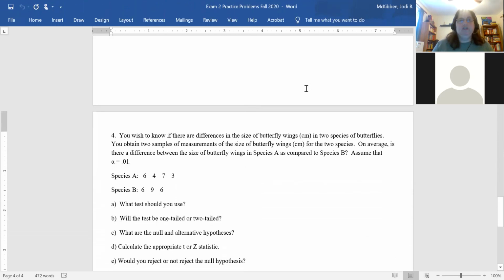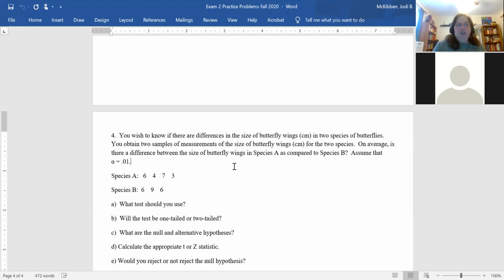Now here's our 4th question. And I guess you're probably already knowing what it's going to be, but let's go through it anyway. You wish to know if there are differences in the size of butterfly wings in 2 species of butterflies. You obtain 2 separate samples of measurements of the size of butterfly wings for the 2 species. On average, is there a difference between the size of butterfly wings in species A as compared to species B? Assume that alpha is 0.01.